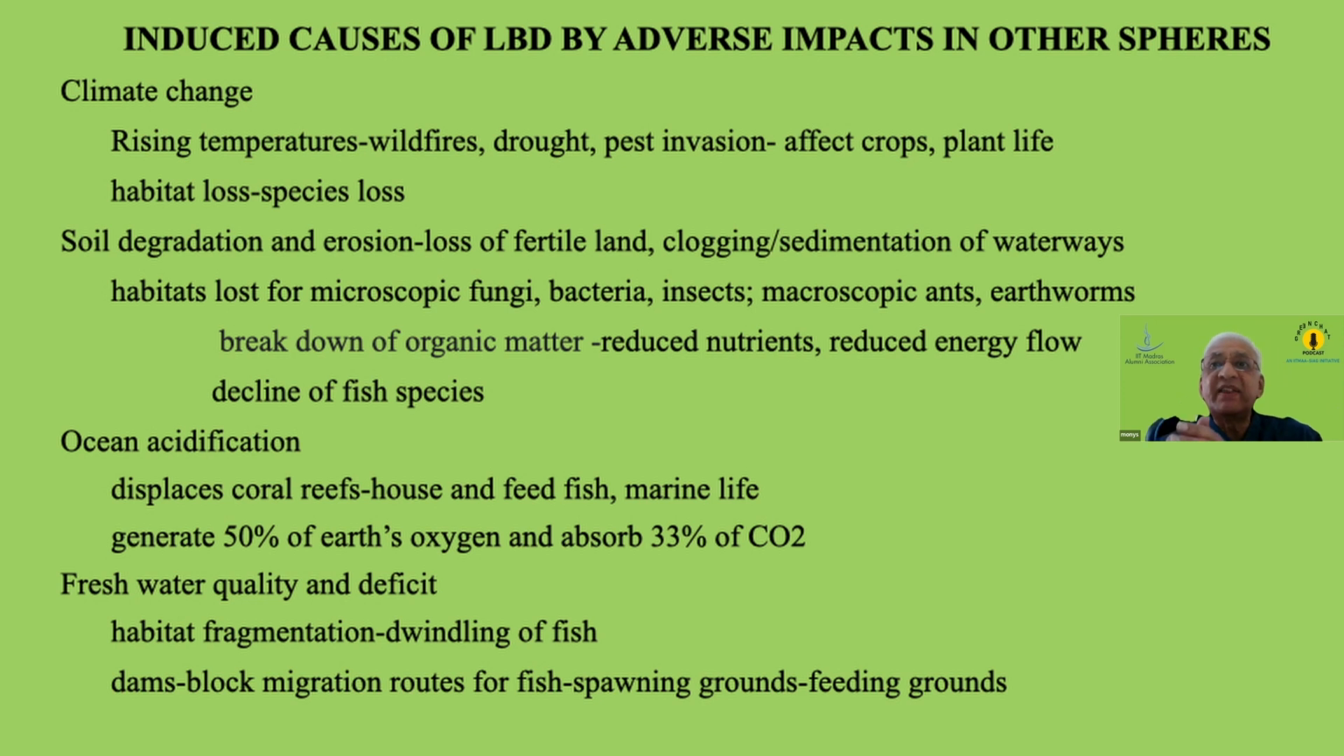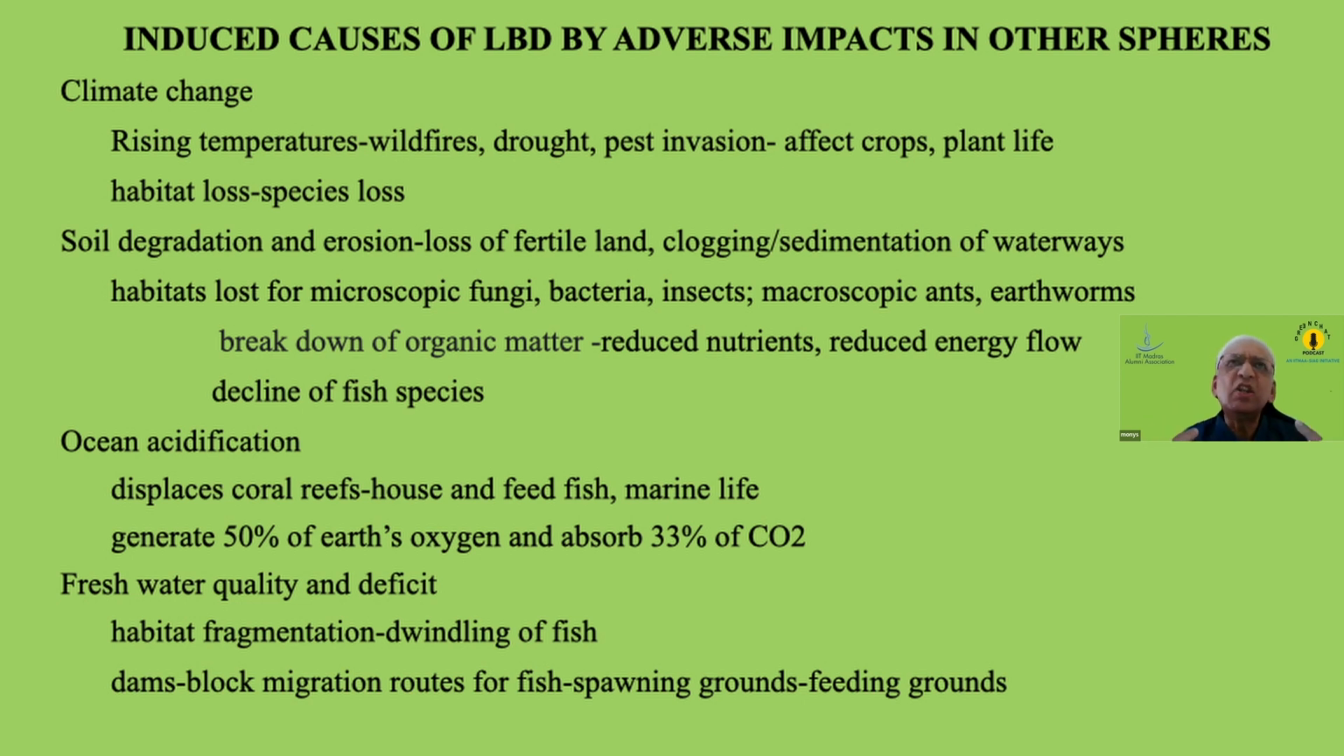Because of loss of biodiversity, there's a reverse effect on the climate. Because of loss of biodiversity, plant life goes away, then the ability to absorb greenhouse gases goes down. So that's the reverse. Both of these are interconnected. Similarly, when you come to soil degradation and erosion, there are two broad impacts. One is the loss of fertile land, and then you have clogging and sedimentation of waterways.